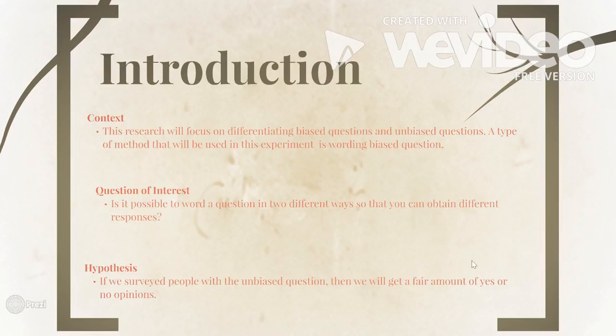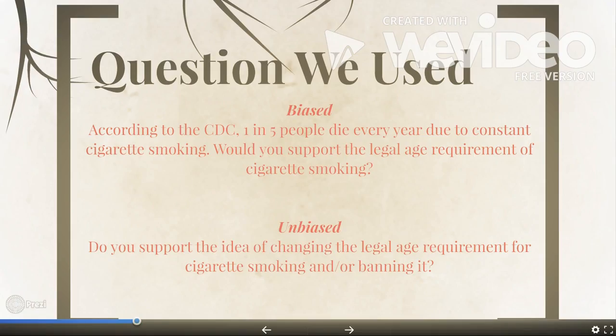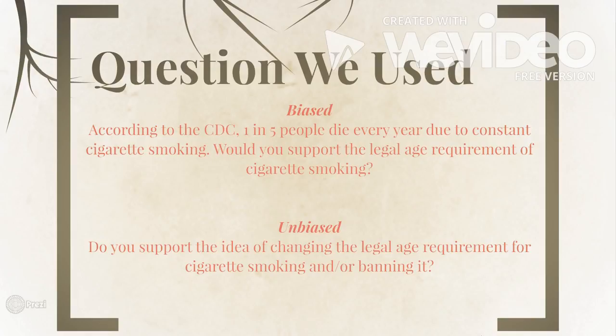Our question of interest will be, is it possible to word a question in two different ways so that you can obtain different responses? And for our hypotheses, we think that the unbiased question will make a fair amount of both types of responses. We decided to use a survey to get opinions about two questions, one biased and one unbiased.